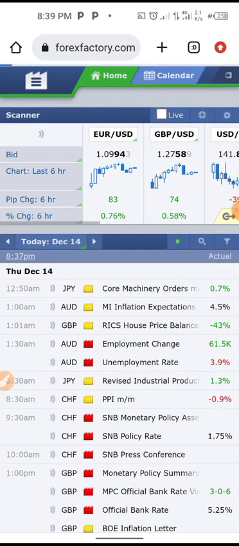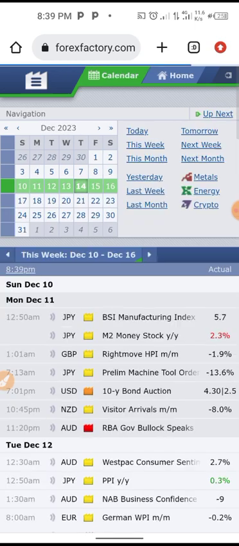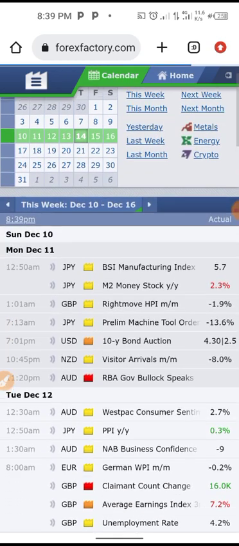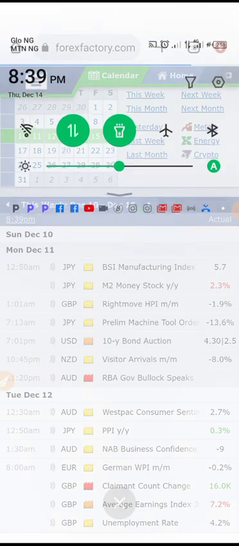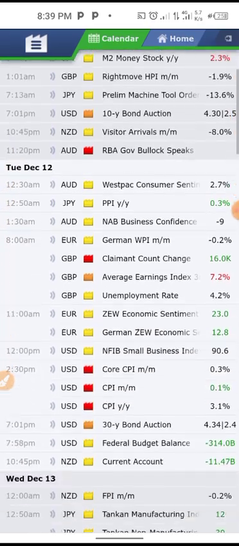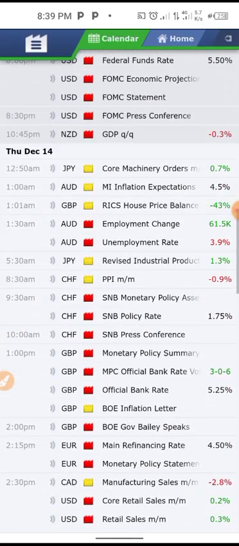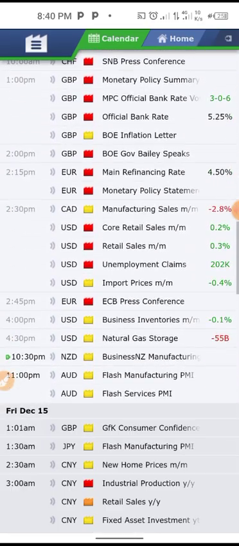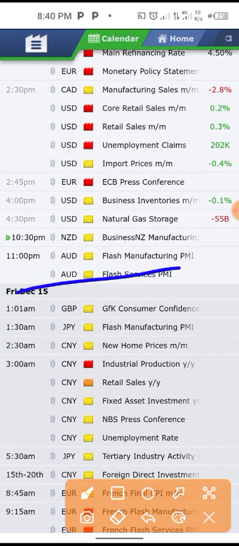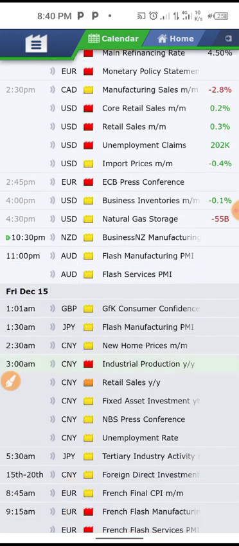Let me go to the calendar. Let me see the news for tomorrow, if there's any forecast for tomorrow. Today is Thursday, so tomorrow will be Friday. So this is the news for today, and the news for tomorrow is this, Friday, December 15th. Okay, so let me tap on one of them.